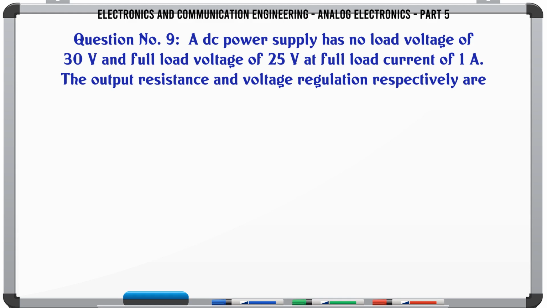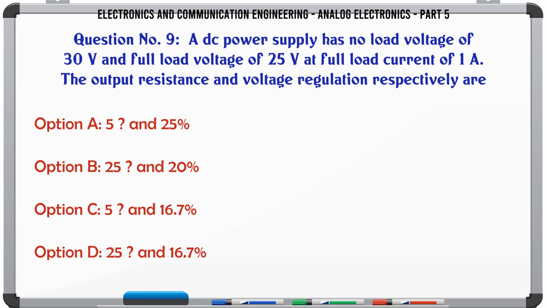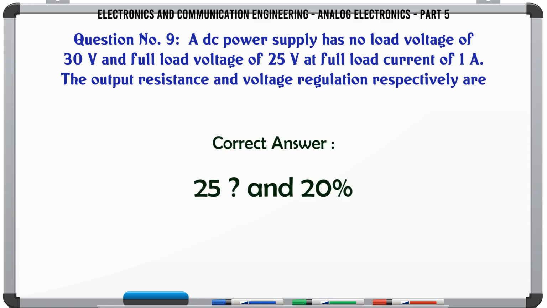A DC power supply has no load voltage of 30 V and full load voltage of 25 V at full load current of 1 A. The output resistance and voltage regulation respectively are A) 5 and 25, B) 25 and 20, C) 5 and 16.7, D) 25 and 16.7. The correct answer is 25 and 20.